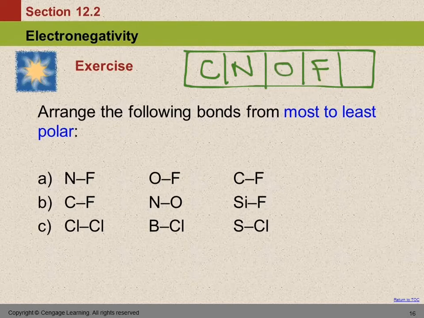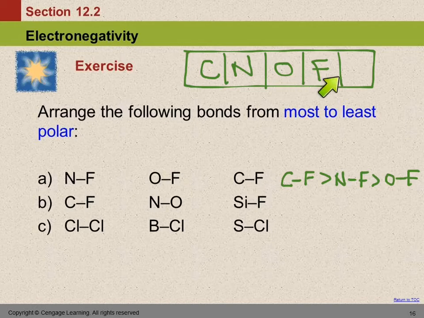And it says from most to least polar. So the oxygen, fluorine, nope, backwards. Carbon, fluorine is most polar. And then next is what? The nitrogen, and then the oxygen. You see how that works? Once you see the pattern, it's really not that hard.